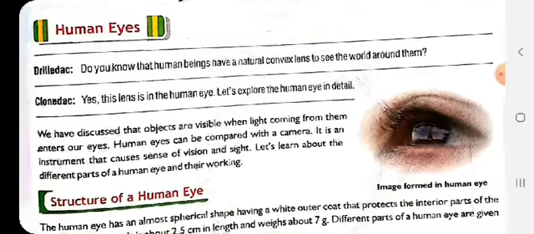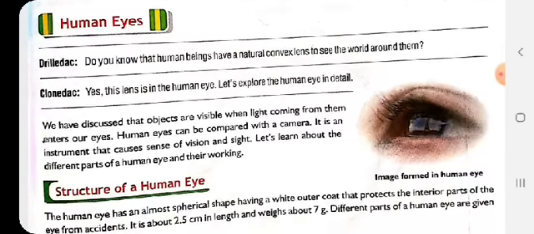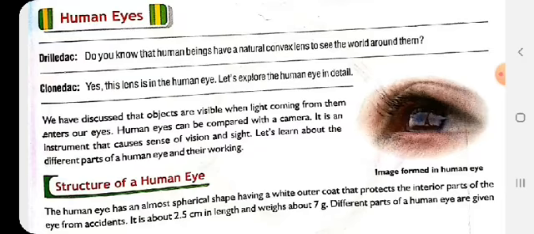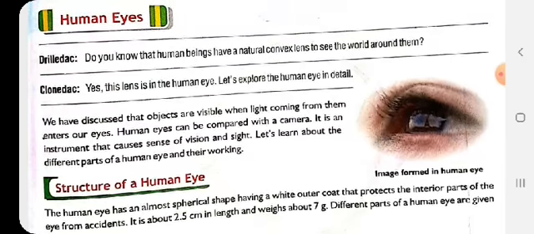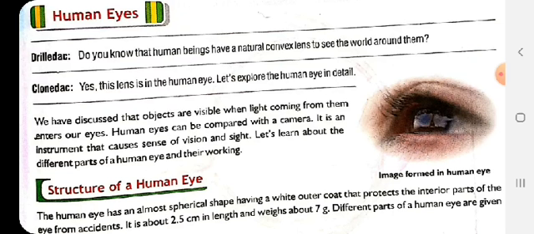So we are going to start with the new topic, that is human eye. Chapter 17 we are going to discuss, that is human eye topic. So we all know what is human eye, that is the part of our body which helps us to see the things, which causes sense of vision and sight, due to which we are able to see our surroundings, right? That is the human eye.